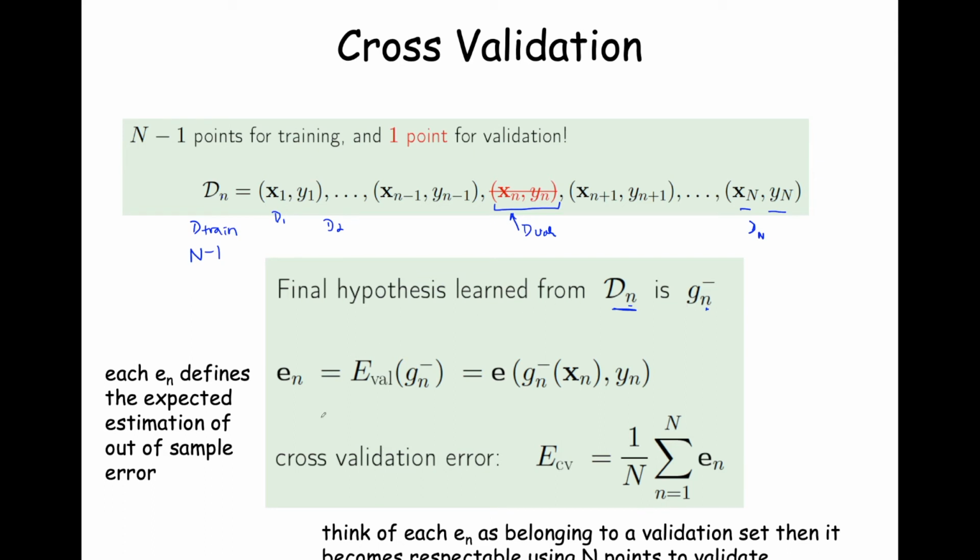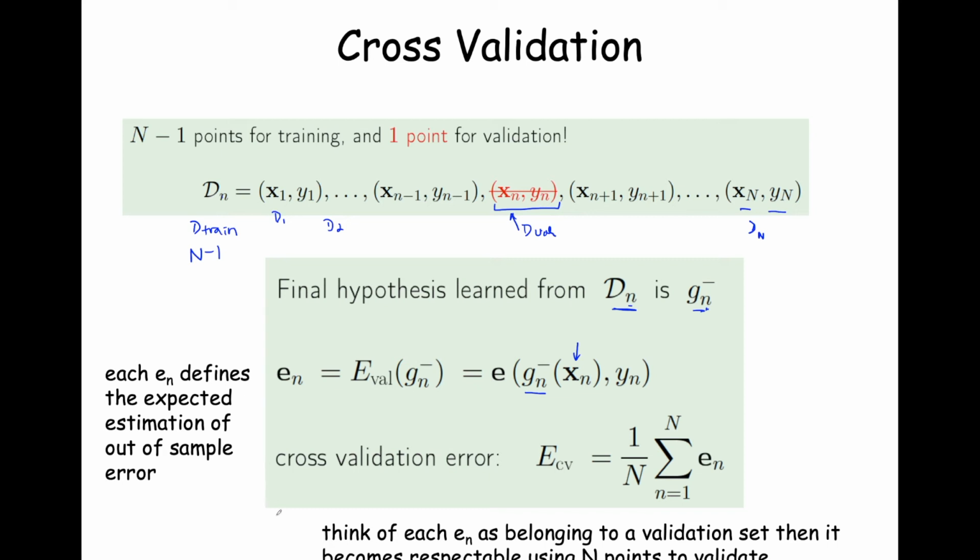Likewise, if we look at the validation error, that validation error e_val on that same g_n minus is computed by taking that data point xn that we left out and computing the error of that g_n minus. So we take this error at a point, it's very simple, and that is our honest to goodness validation error. Now, of course, it's not very good. Each en describes the expected estimated out-of-sample error. It's not a very good estimate because it's only based on one data point, but nonetheless, it still is the estimate.